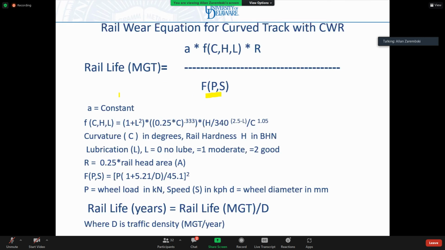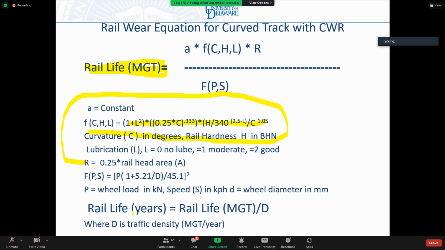And if you want to see one model equation, this is just one model that's out there in the literature. You can see the relationship is a bit sophisticated. So my function of curvature, hardness, and lubrication takes a form such as this. This allows you to calculate rail life in MGT. And all rail models calculate life in MGT. We talked about that last week.